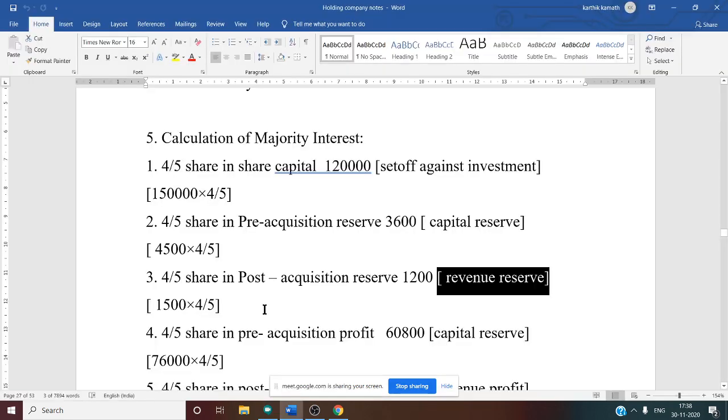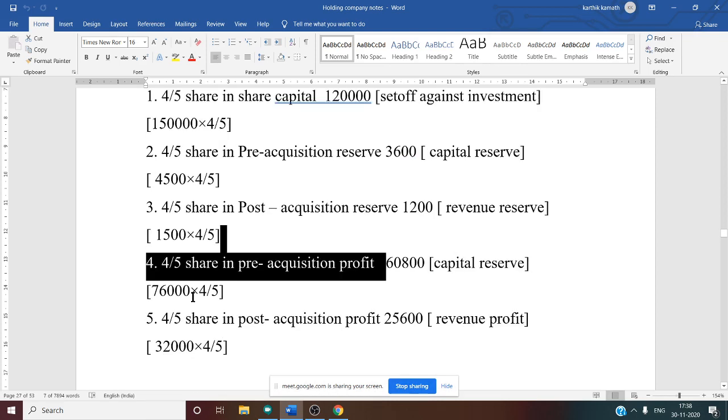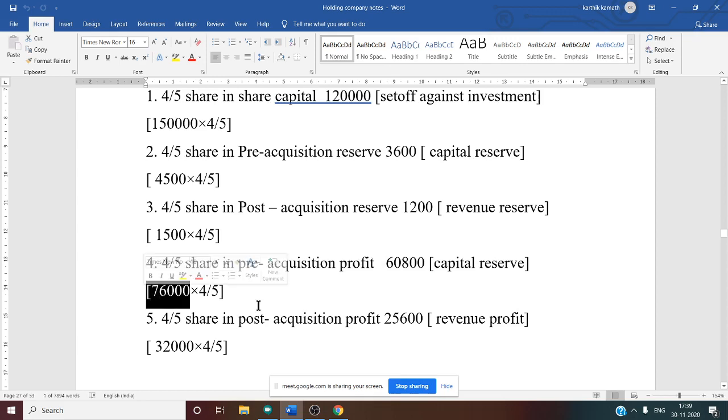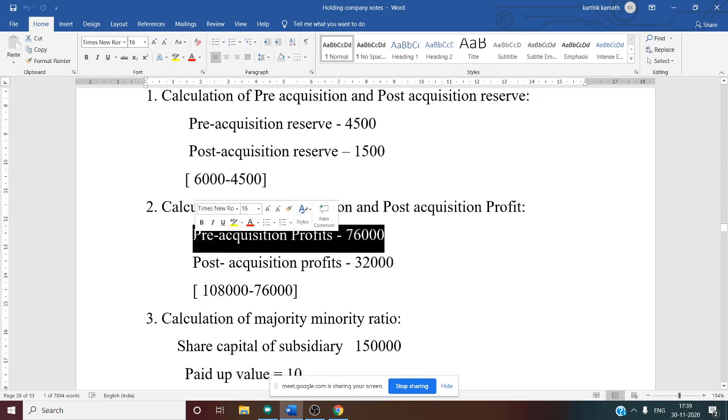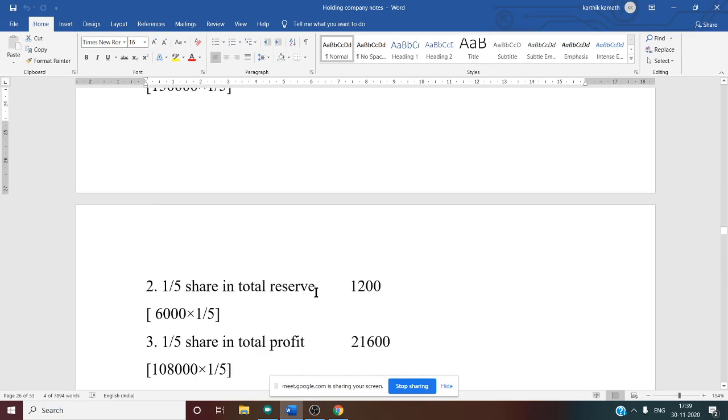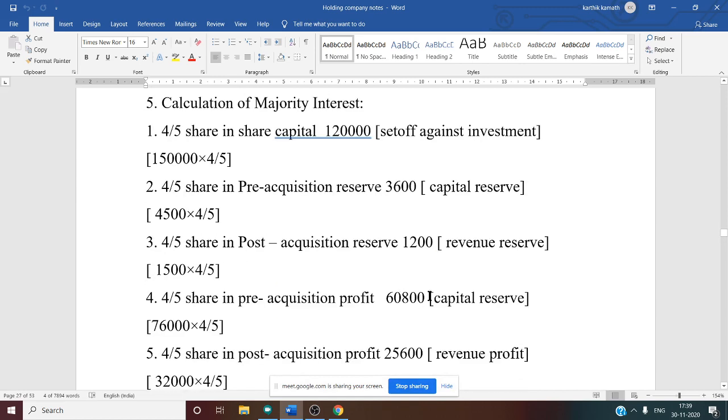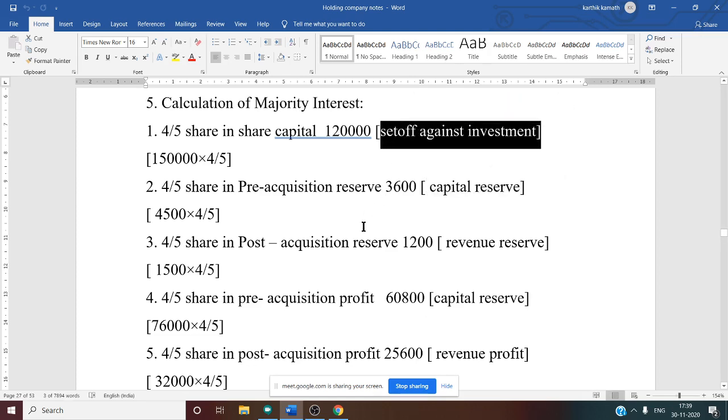Now similarly we have to do for pre-acquisition profit, that is 4 by 5 share in pre-acquisition profit. You can get this information by seeing working note number 2. There is pre-acquisition profit 76,000. On that take 4 by 5, you will get 60,800. So this 60,800, again pre-acquisition profit, that is why capital reserve. So this you have to write in front of the answer. You have to write these statements: whether it is capital reserve, whether it is revenue reserve, whether it should be set off against investment. This information you have to write.